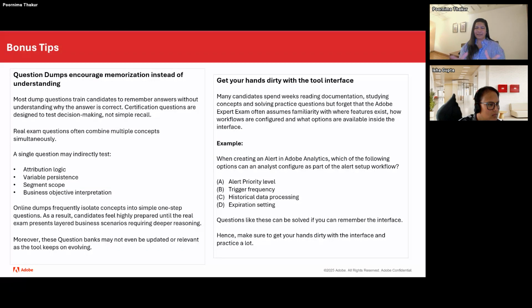And last, again, I don't want to repeat this too much. When I was talking about getting your hands dirty with the tool, you might also get some questions that are specifically talking about tool interface.